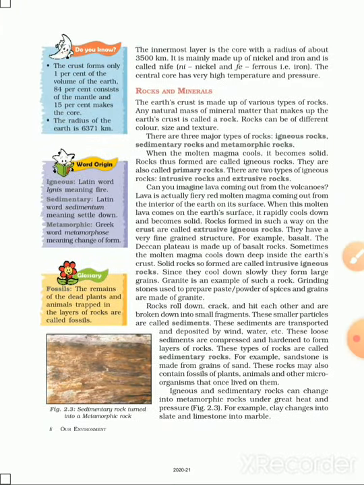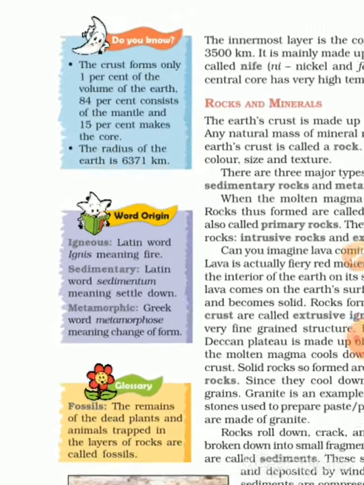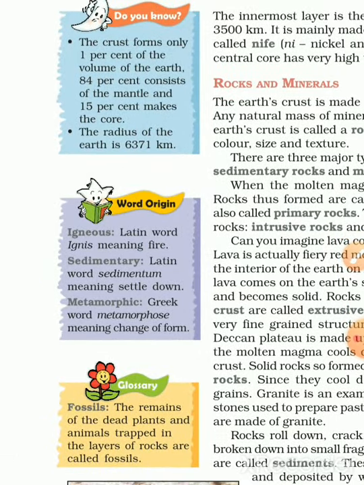Now how do we get these words? Igneous is from the Latin word ignis, meaning fire. Then sedimentary is also from the Latin word sedimentum, which means settle down. Then metamorphic is from the Greek word metamorphos, meaning change of form. So that way we get the three names of the rocks.